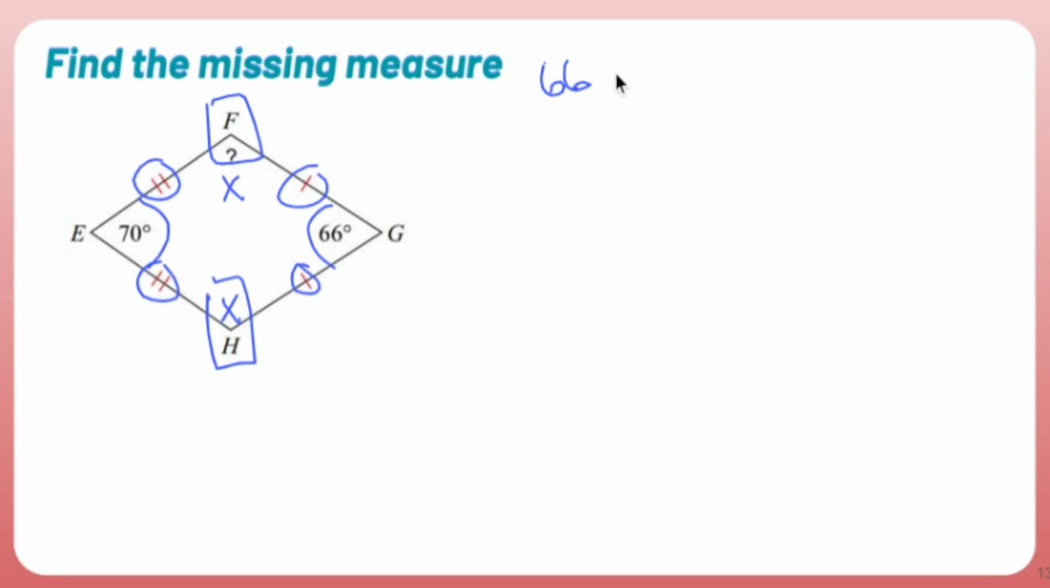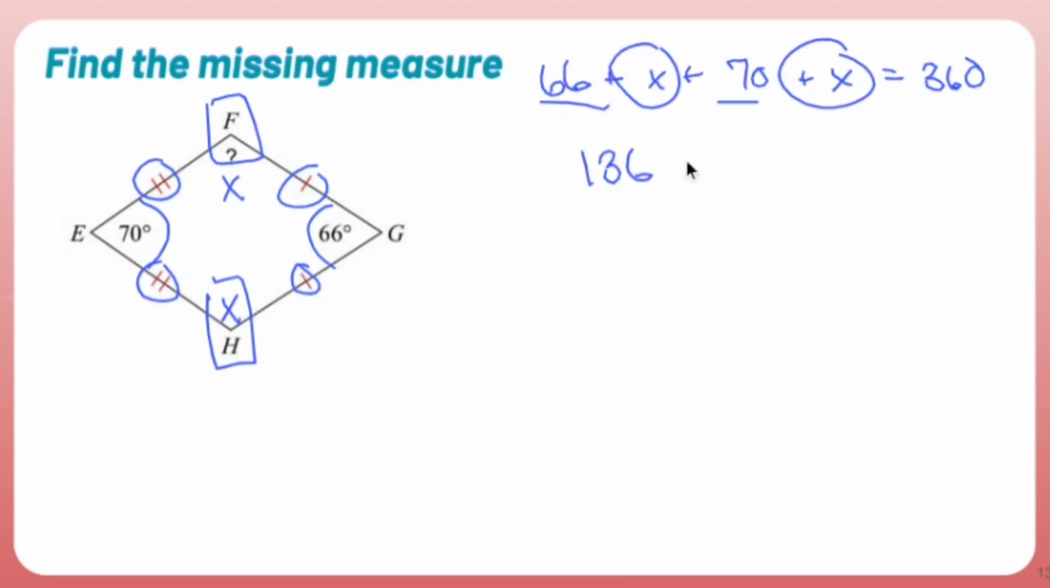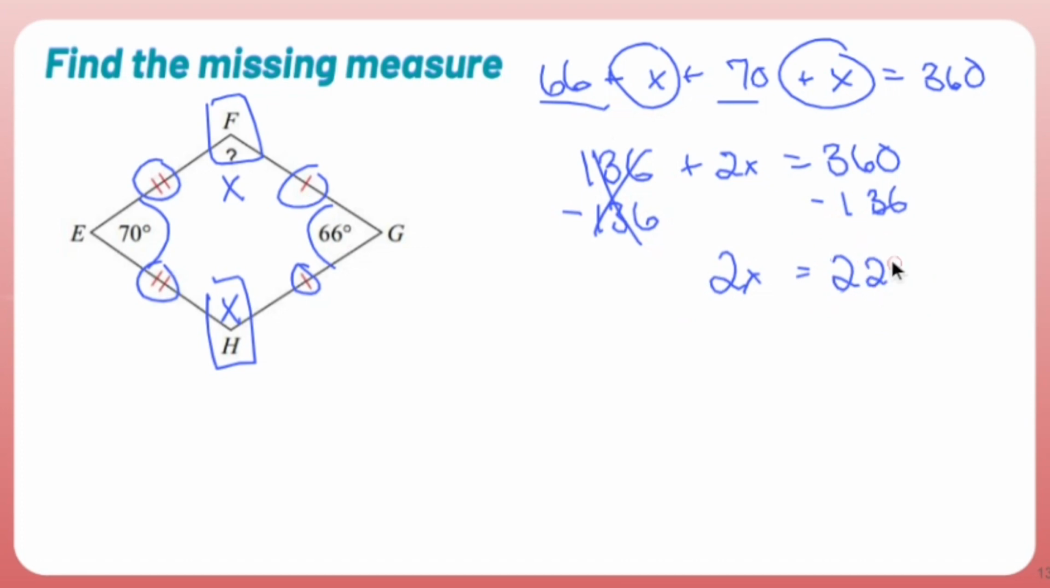So let's set that up. 66 plus X plus 70 plus X is 360 degrees. Combining like terms, 66 plus 70 is 136. X plus X is two of them, so 2X. And now I have myself a regular old two-step equation. If we subtract 136 from both sides, 2X is going to equal 224. Divide both sides by 2, and X equals 112.